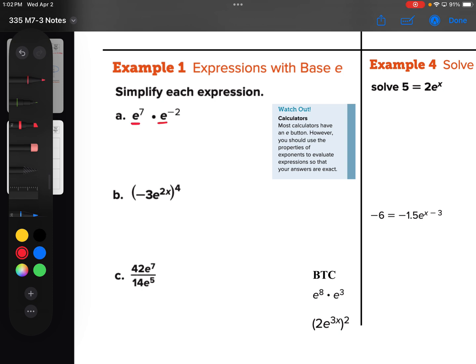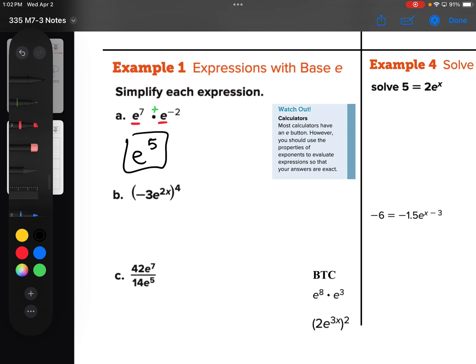If you have the same base in your exponents, all you do is add them. So e to the power of 7 times e to the power of -2 becomes e to the power of 5. You just add the exponents. You can change that to a decimal if you need to, but these problems want exact answers, okay?